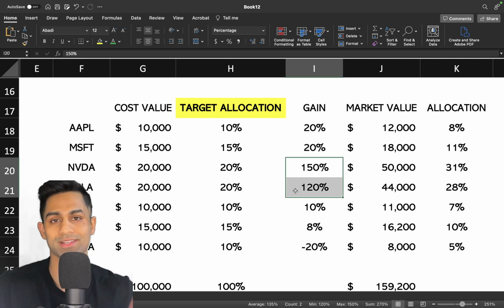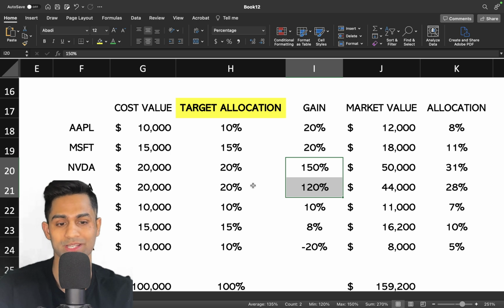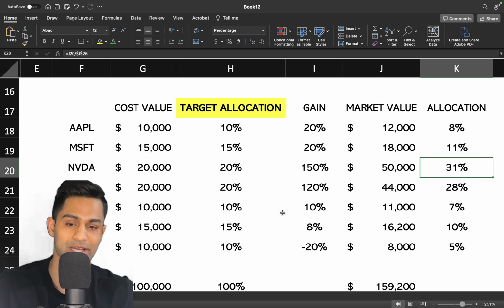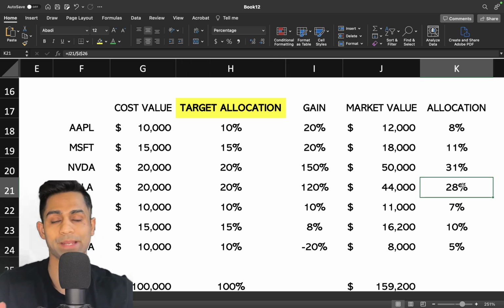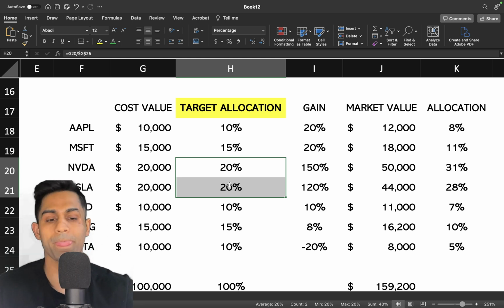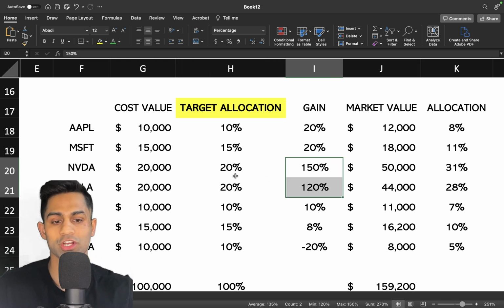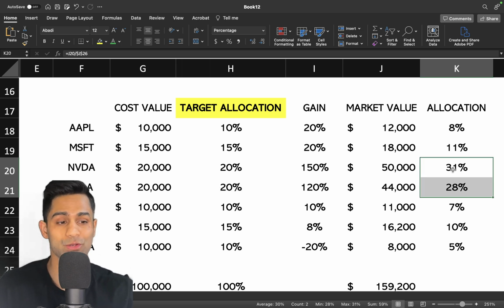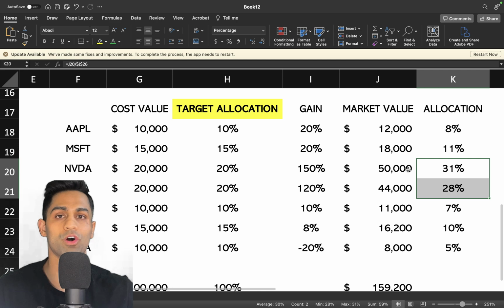Since they rallied so much, since they've gone up like 150%, 120% respectively, Nvidia's allocation was 20%. That was the target, jumped up to 31%. Tesla, 20% to over 28%. And the reason why this is so important is because if you consider this, right, Nvidia and Tesla, earlier the target allocation was 40%. Now, because the stock prices have rallied so much, your 40% allocation combined is now almost 60%, right? So 59% to be precise. So in other words, your 7-stock portfolio in this example, 60% of that is in 2 stocks, right? That's why it's so important to constantly be aware of what your allocations are.